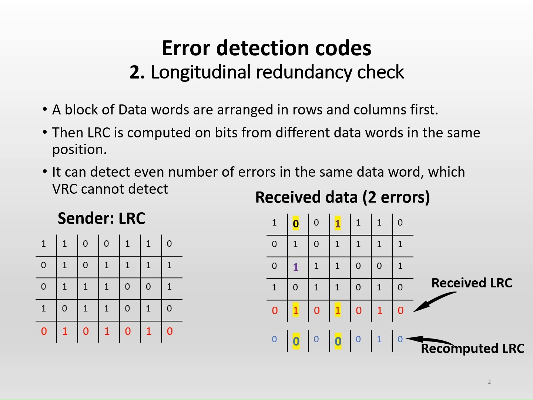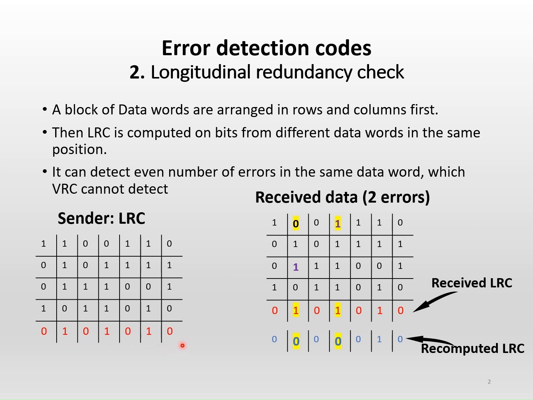Let's see the second error detection code, which is called Longitudinal Redundancy Check or LRC. In this, a block of data words will be arranged in the form of rows in a table, and then same bit position from different data words will be given an even parity. Like here I have 4 data words, and here I am calculating the parity bits for this column. So 1 1 0 parity, then here second column has 3 ones, parity is becoming 1, and like this.